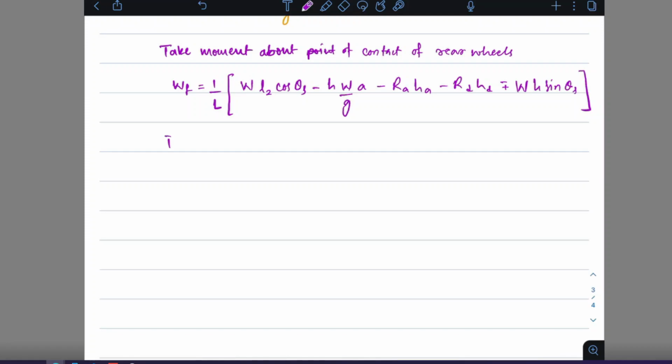And if we take the moment about the point of contact of front wheels, then we will get the normal load on rear wheels.